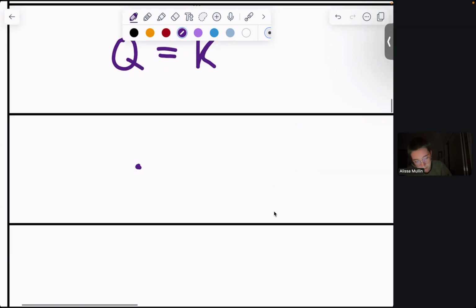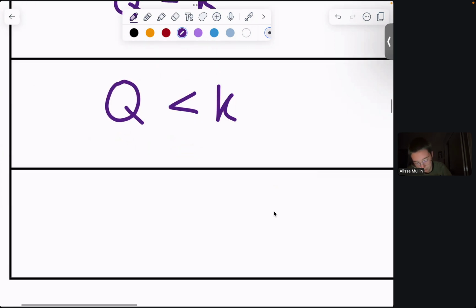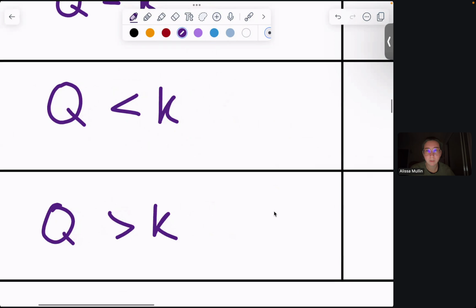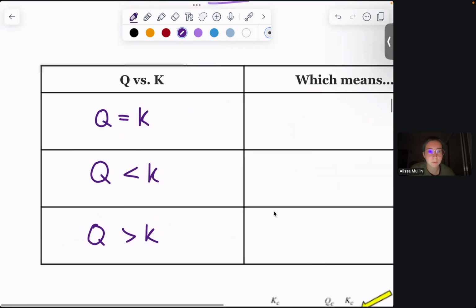You could have a K that is larger, you could have K and Q be equal, you could have a Q that is less than your K, or you could have a Q that is greater than your K. Again, you can memorize these, but I really encourage you to pause and think about what this means when you're doing this kind of problem solving, so that you keep all these things straight.